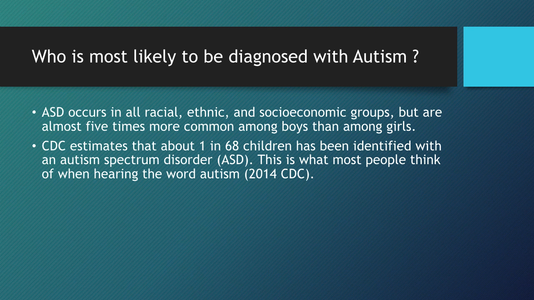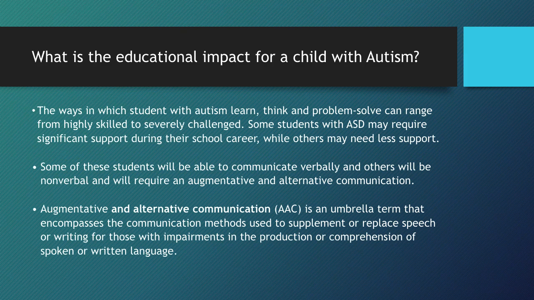Now let's change subjects and discuss how a child may be educationally impacted. Some children with autism will not be able to verbally communicate and may require an augmentative and alternative communication device, more broadly known as AAC. We'll briefly discuss AAC before the end of this presentation, and we'll provide a few resources, and those will be included in the resource section located at the end of the presentation.